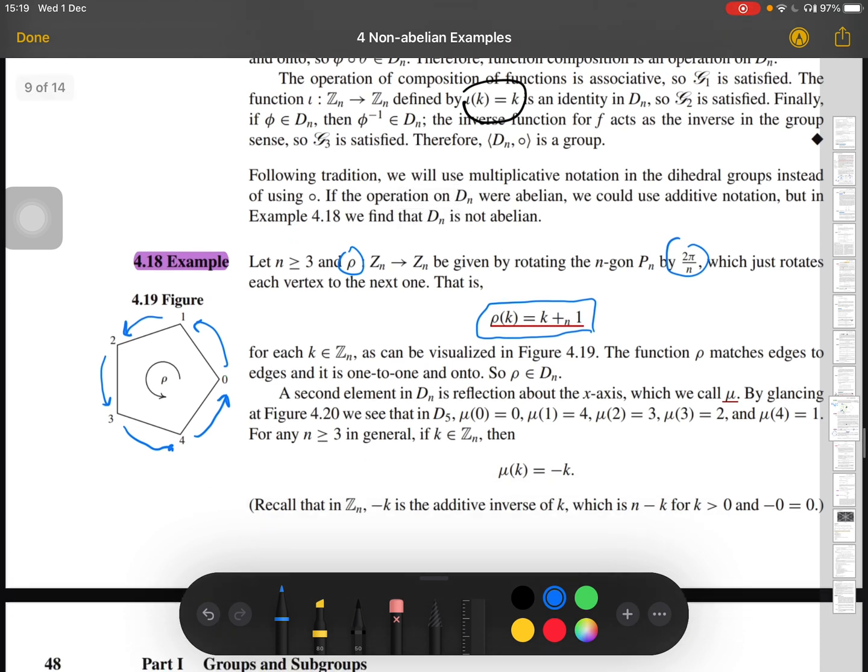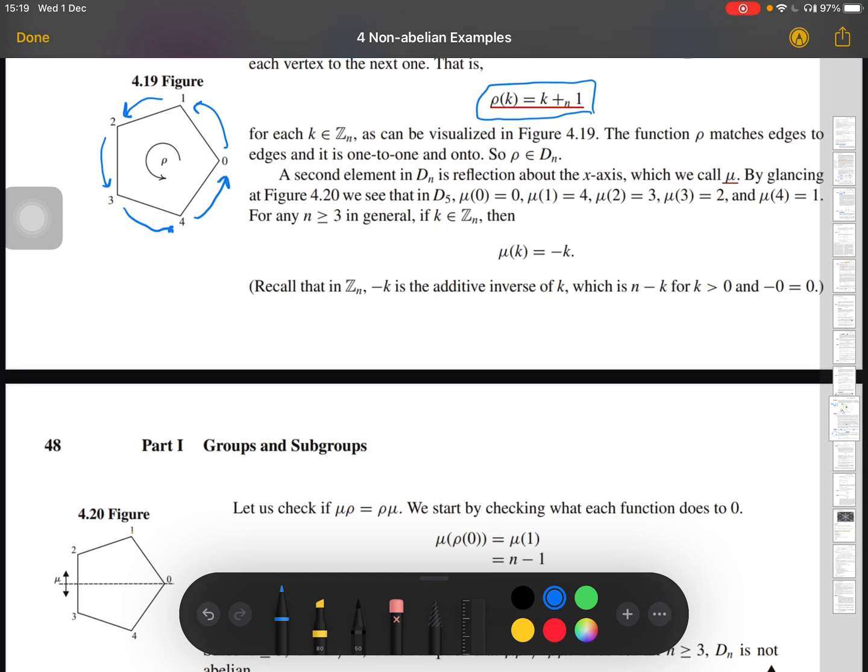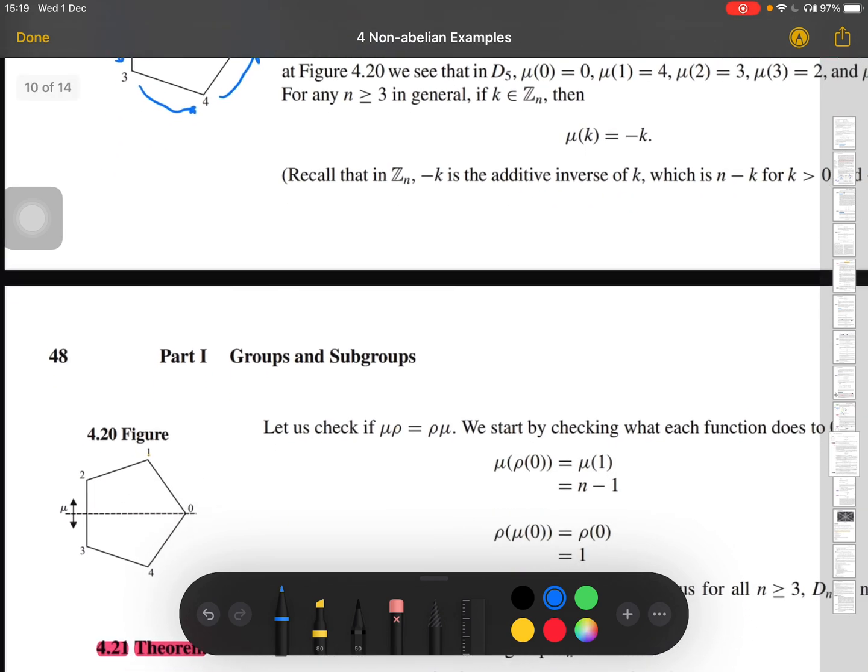And then the second element is the reflection about the x-axis, which we call mu. So we look at the same figure, but now we see the reflection about the x-axis there.